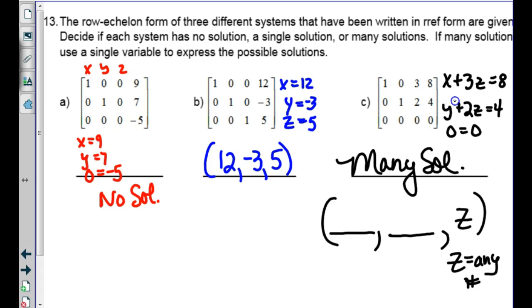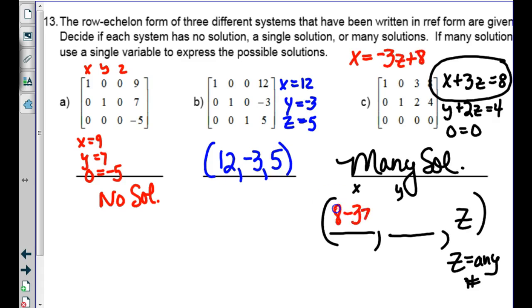Nope. Because this is the spot where X goes and this is the spot where Y goes, right? So I need to make this say what? I have to solve it for X, guys. X equals what? Okay, negative 3z plus 8 or 8 minus 3z, it's the same thing, I don't care.